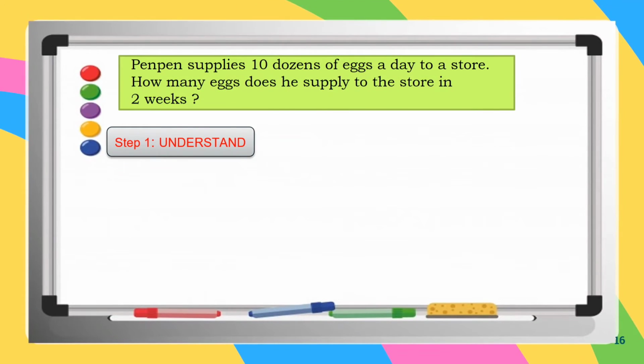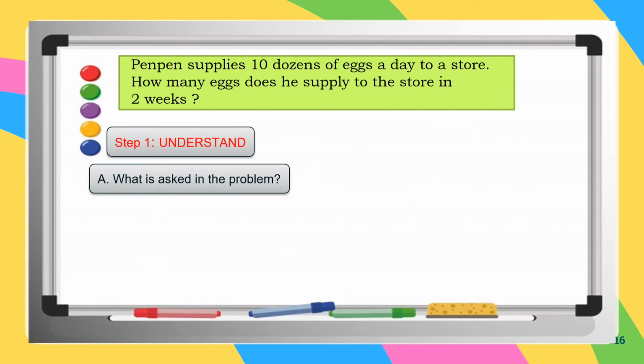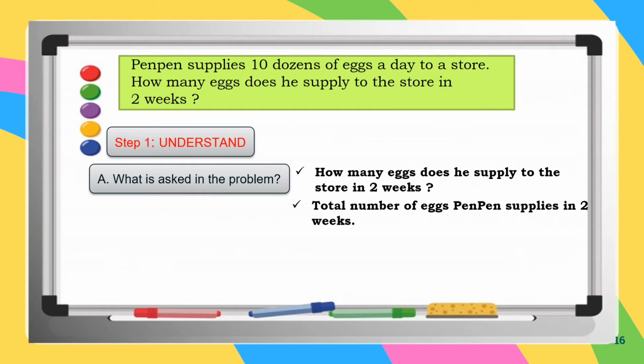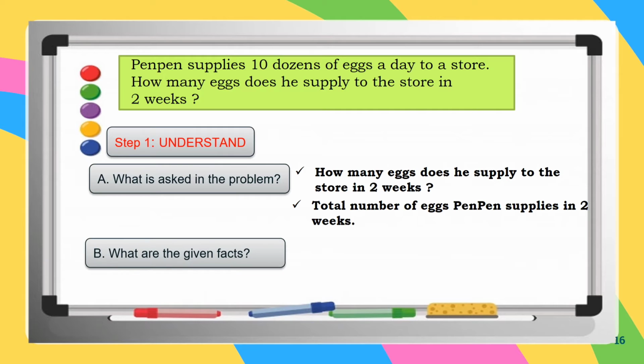Let's have another example. Pen supplies 10 dozens of eggs a day to a store. How many eggs does he supply to the store in 2 weeks? Step 1 is to understand what is asked in the problem. How many eggs does he supply to the store in 2 weeks? Or the total number of eggs Pen supplies in 2 weeks.